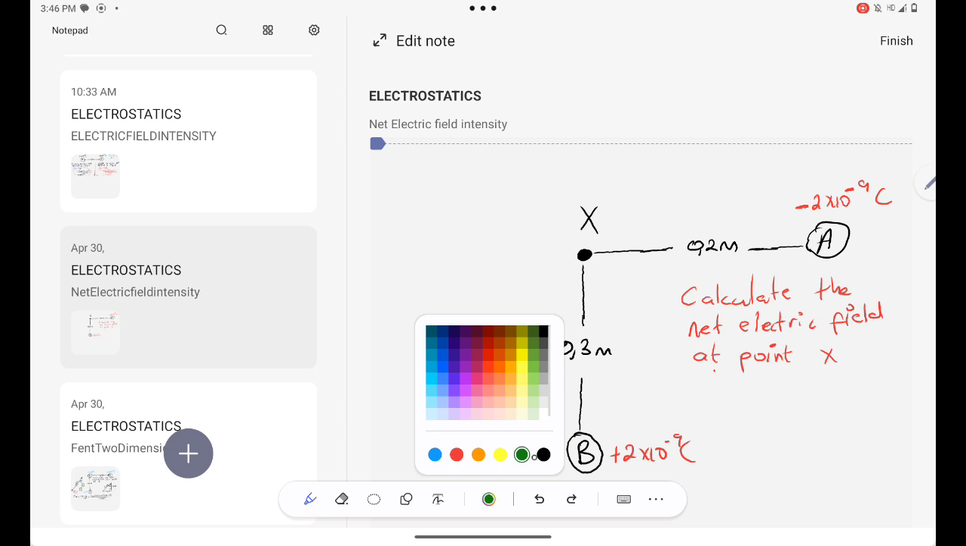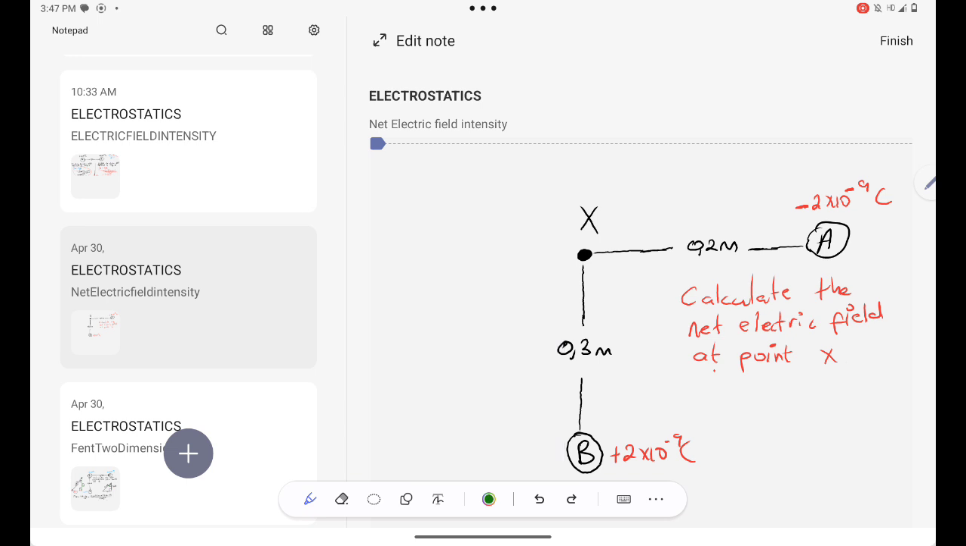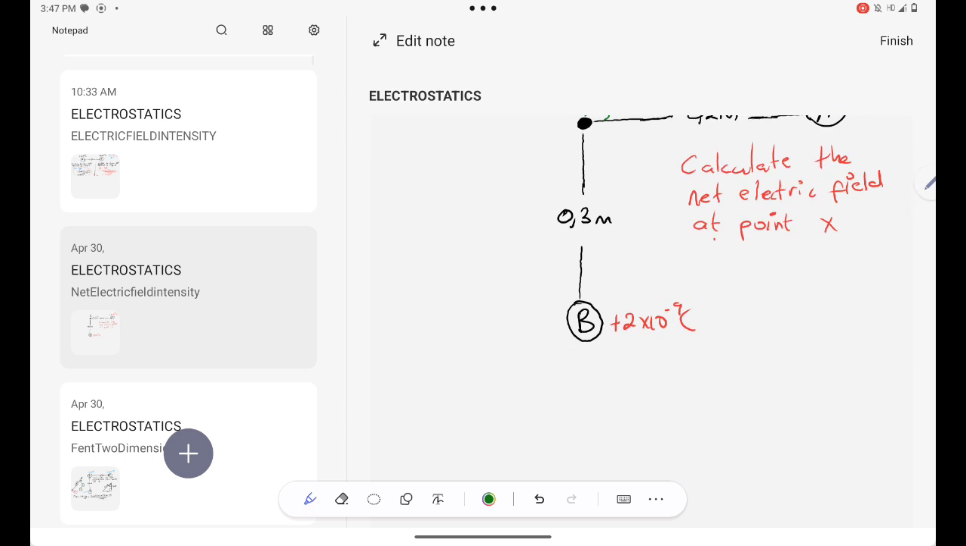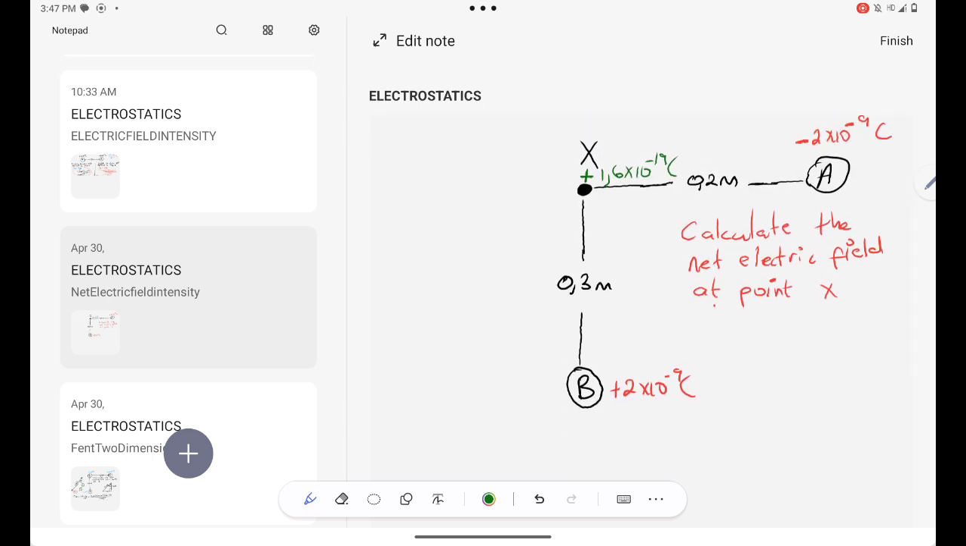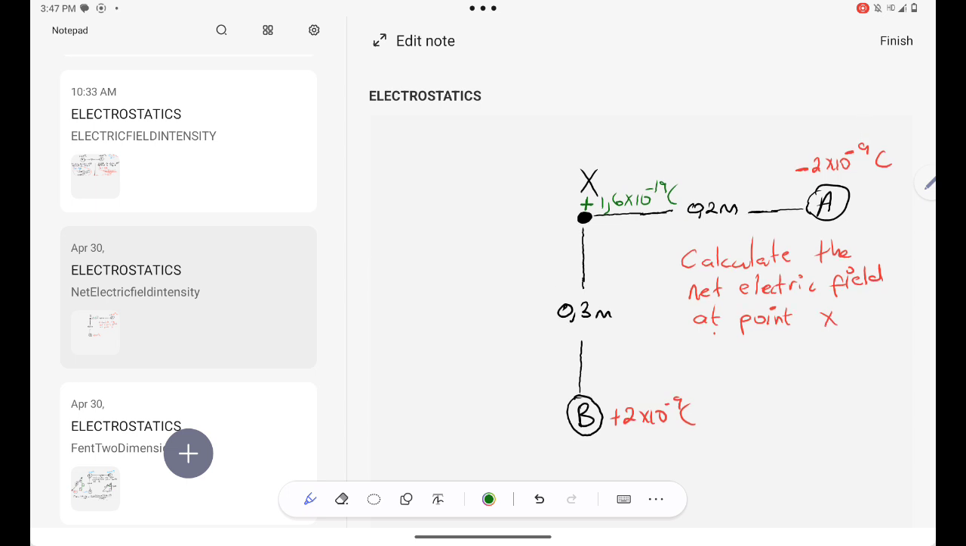Okay, before we even calculate the net electric field experienced at point X, whenever you are given a point charge, you must always assume that the magnitude of that point charge is 1.6 times 10 to the power negative 19 coulombs. And please do not forget it's always a positive point charge. Before I calculate, I must know how X is going to behave because of A, and how X is going to behave because of B.